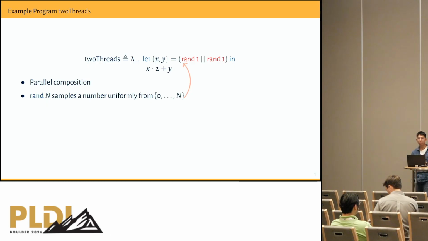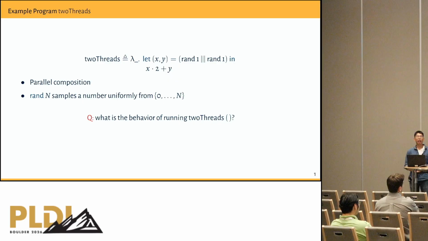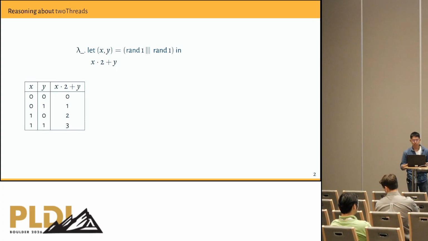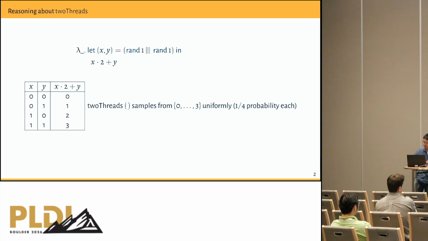That gives us two numbers, x and y, and we return x times 2 plus y. And my question for everyone here is, what exactly is the behavior when you call this function? To analyze this, you can enumerate all the possible values of x and y, and that gives you a table. And you can see that the final value, x times 2 plus y, is just all the numbers from 0 to 3. In other words, calling this program returns a number from 0 to 3 uniformly with 1/4 probability each.